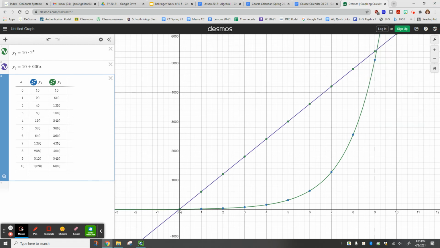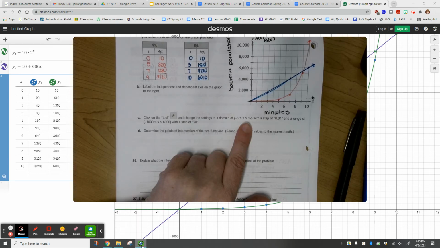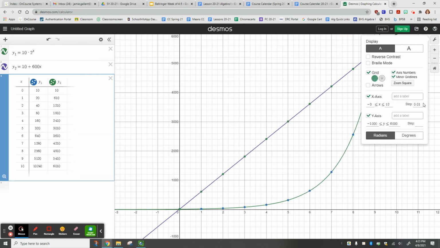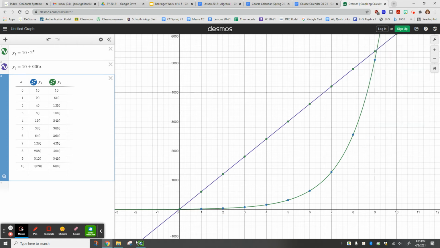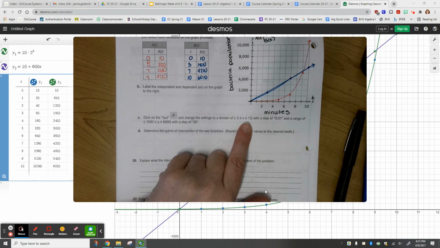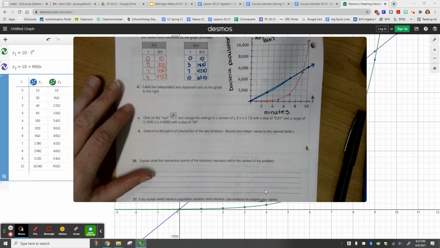All right. Oh, and it did say with a step of 20. Does that do anything? No. Used to. Okay. All right, so we did change our stuff.